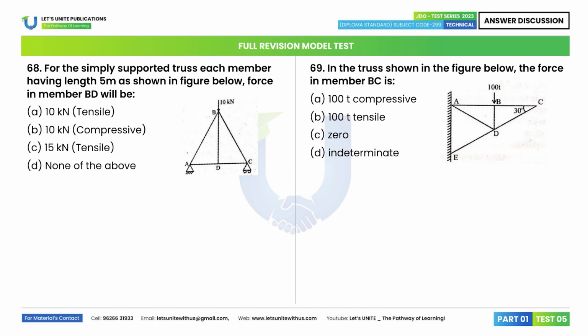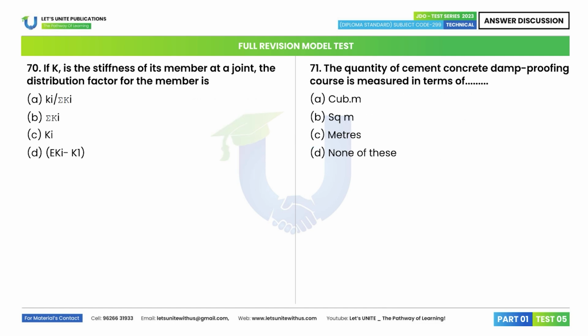Next, 69th question. In the truss shown in the figure, the force in member BC is 0. Option C is the correct answer. Next, 70th question. If K is the stiffness of its member at a joint, the distribution factor for the member is Ki divided by summation of Ki. Option A is the correct answer.